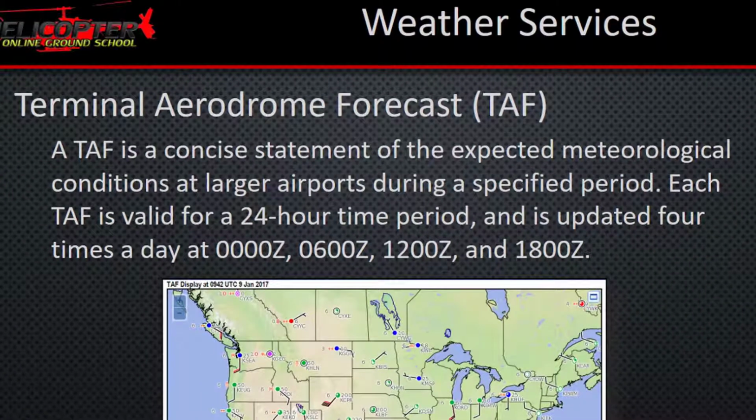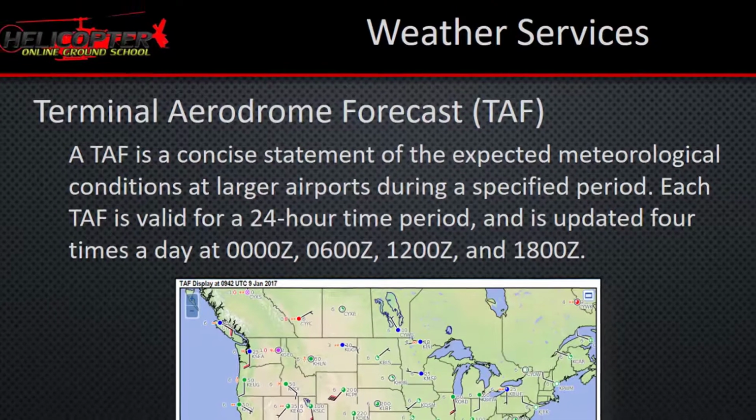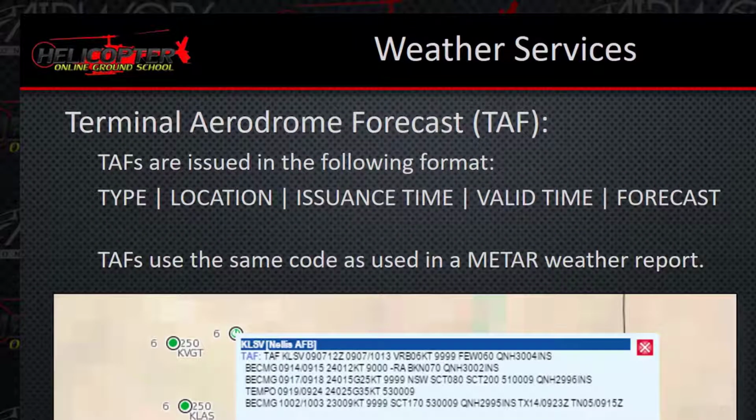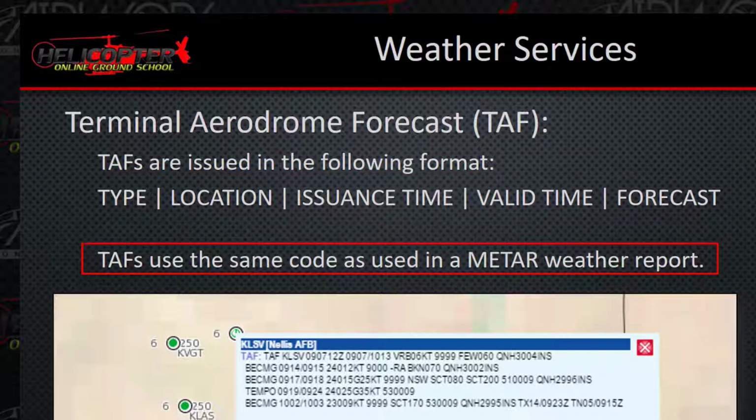A TAF is a concise statement of the expected meteorological conditions at larger airports during a specified period. Each TAF is valid for a 24-hour time period and is updated 4 times a day: 0Z, 06Z, 12Z, and 18Z. TAFs are issued in the following format: type, location, issuance time, valid time, and format. TAFs use the same code as used in METAR weather reports.